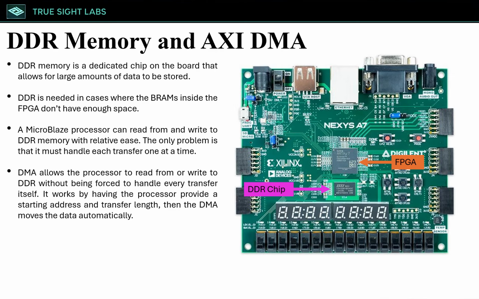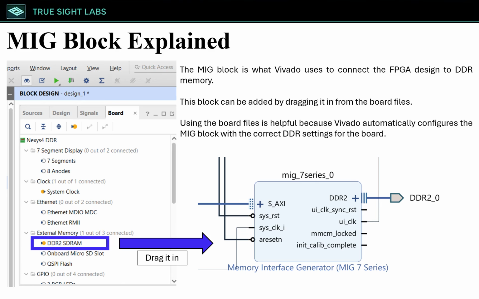So when making a project that uses DDR memory, you need to add the DDR block into the block design. The DDR block is also called the MIG block. MIG stands for Memory Interface Generator. The MIG block is what allows other blocks to read from and write to DDR.